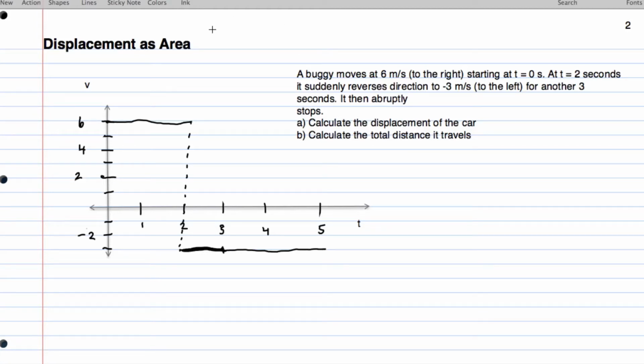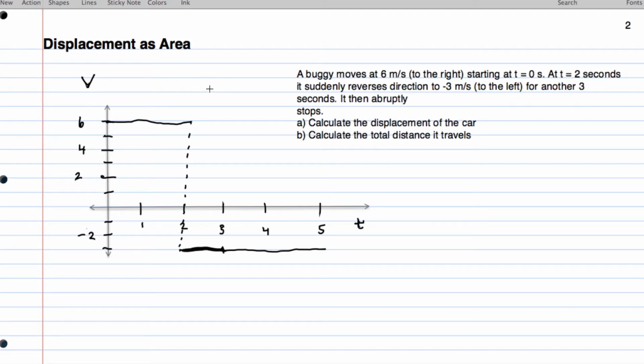This is a great problem to illustrate that when you have a velocity versus time graph, you can actually use the area under the graph to calculate the displacement and the distance that a car travels. And it works like this. Go ahead, pause the video and read this question. And now that you've seen what the question says, we're going to go ahead and solve it.